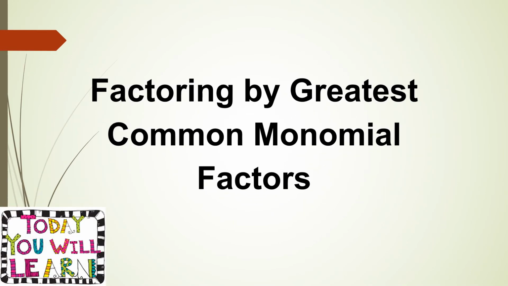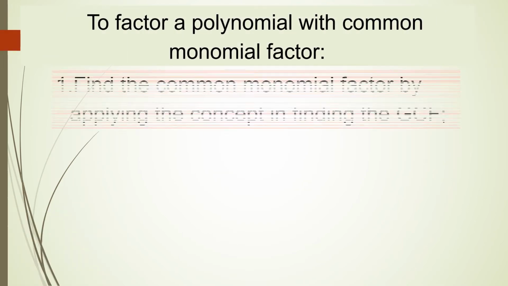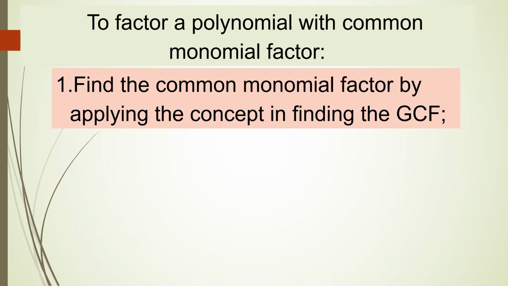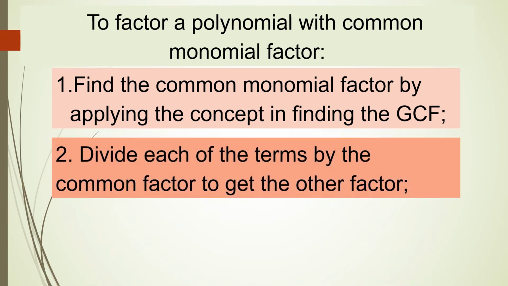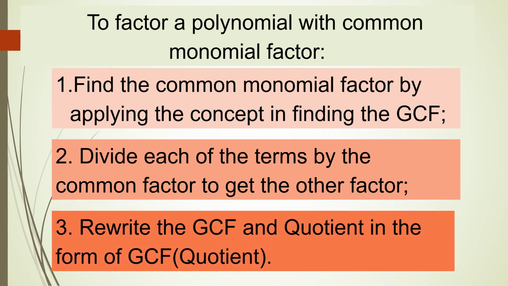Today, we will learn about factoring by greatest common monomial factors. To factor a polynomial with common monomial factor, first we have to find the common monomial factor by applying the concept in finding the GCF. Second, divide each of the terms by the common factor to get the other factor. And finally, we're going to write the GCF and quotient in the form of GCF times the quantity of the quotient.